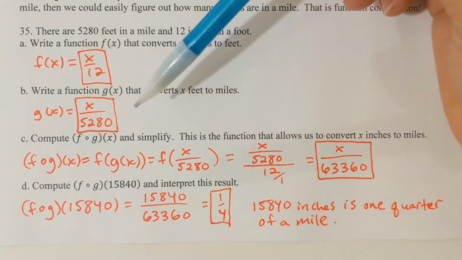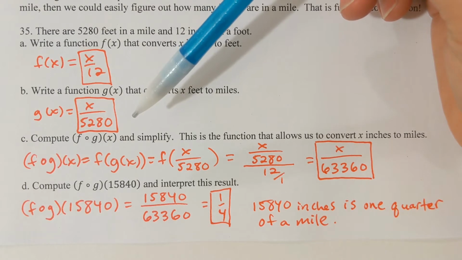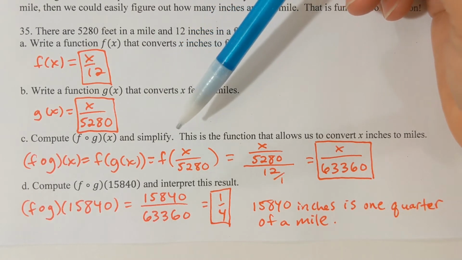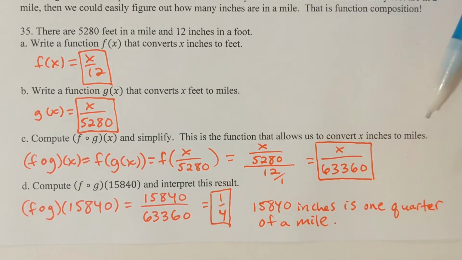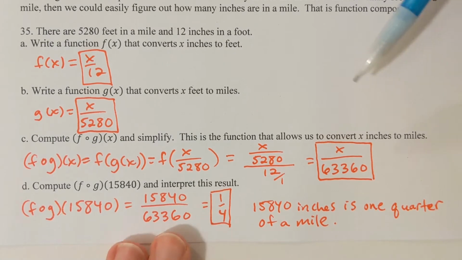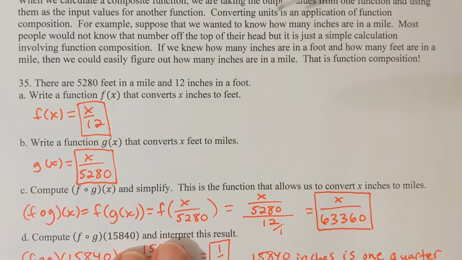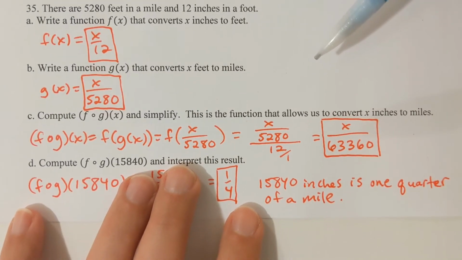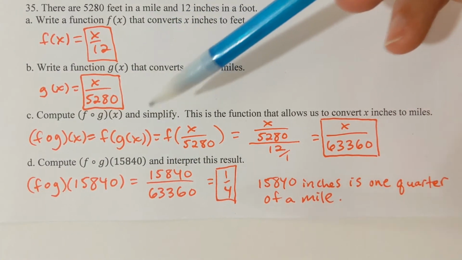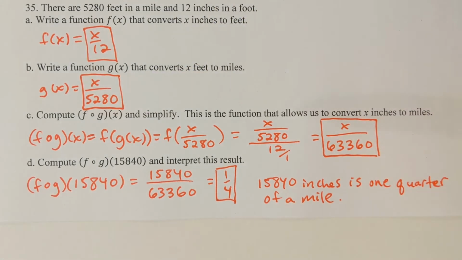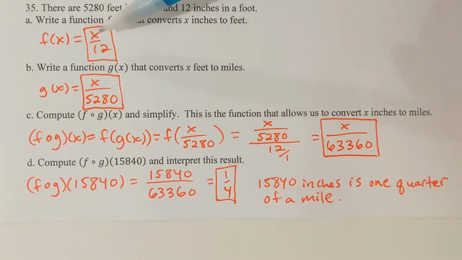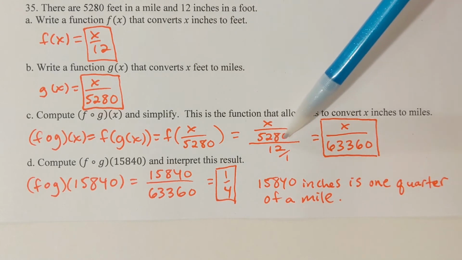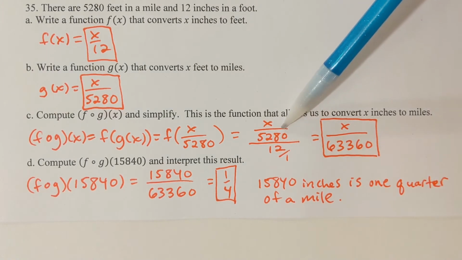Now, in part C, we want to compute f composed g of x and then simplify. This is going to be the function that allows us to convert x inches to miles, which is what I was describing up here. Well, what if somebody wanted to know that? Well, f composed g of x means that I need to plug g into f. Here's f of x, here's g of x. g of x is x over 5,280. So everywhere that I see an x in f, there's only one, I replace that with x over 5,280. And so I've done that.